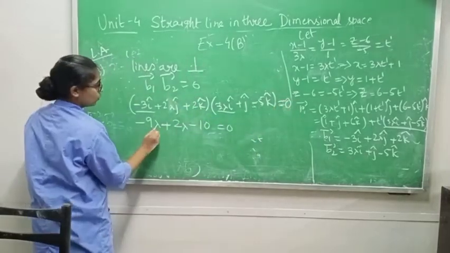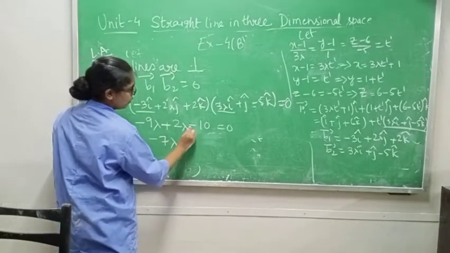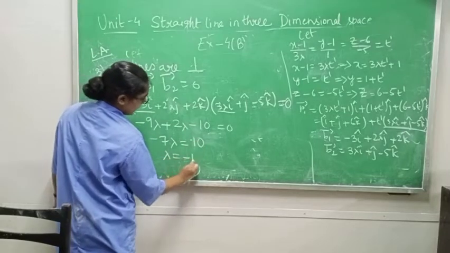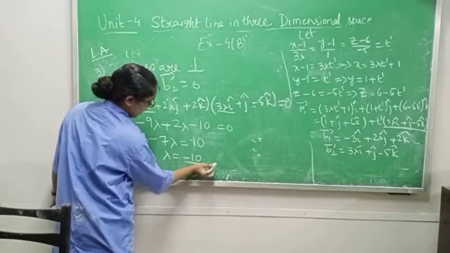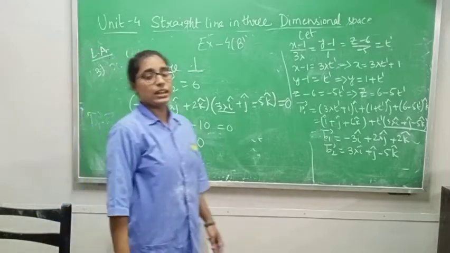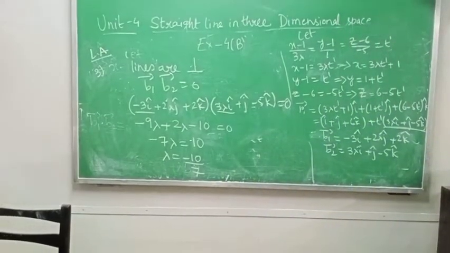Now this one: minus 9 lambda plus 2 lambda will give you minus 7 lambda equals minus 10. I am taking this to the other side, it will become plus, so lambda equals minus 10 by how much? 7. So lambda value you are getting is minus 10 by 7. This is your answer. Okay.